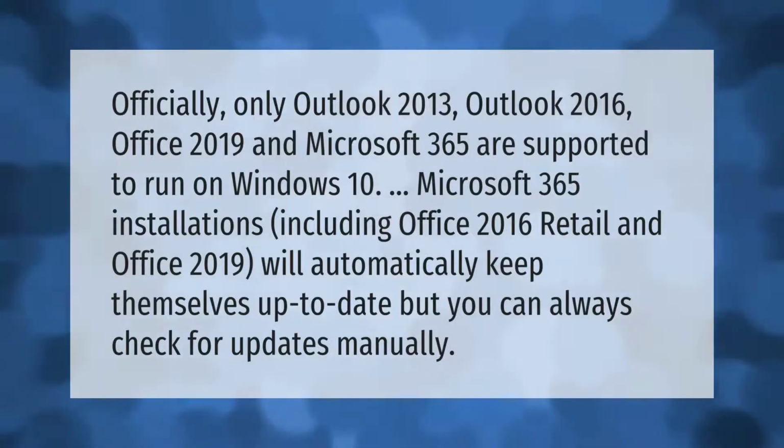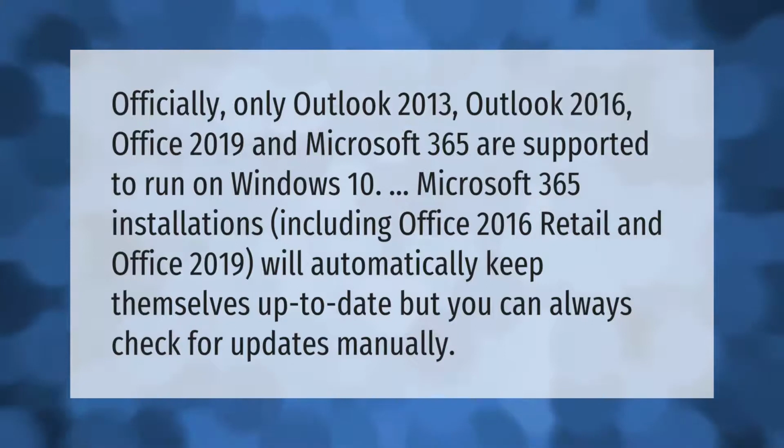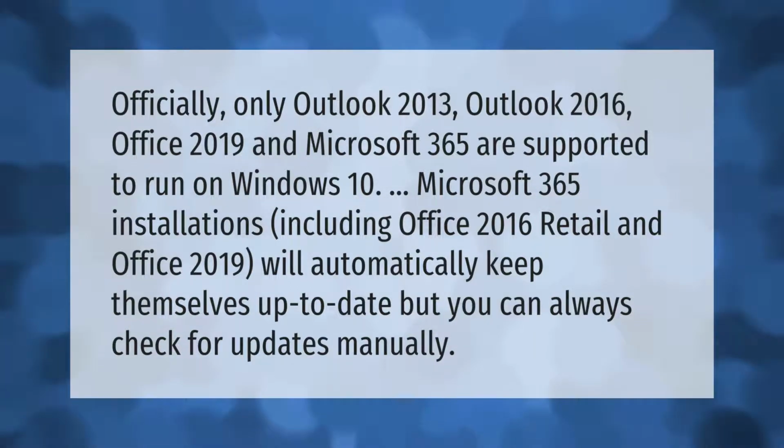Officially, only Outlook 2013, Outlook 2016, Office 2019 and Microsoft 365 are supported to run on Windows 10. Microsoft 365 installations, including Office 2016 Retail and Office 2019, will automatically keep themselves up to date, but you can always check for updates manually.